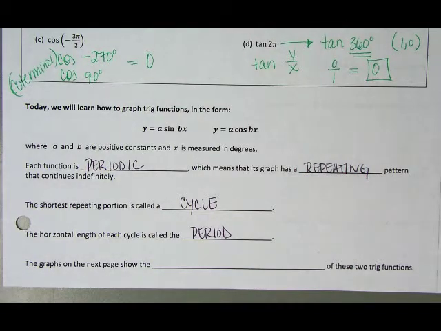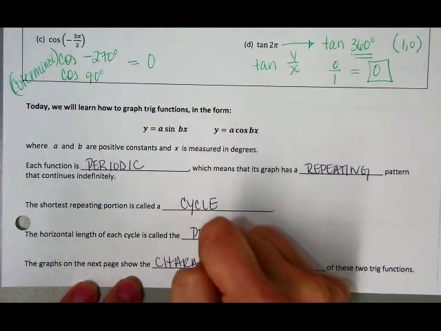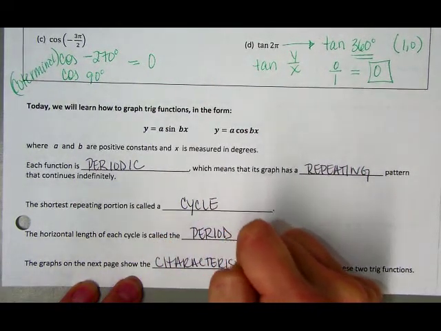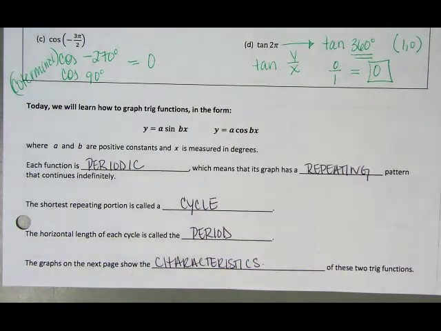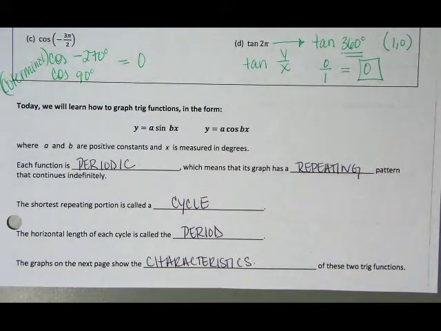And the graphs on the next page, which we'll flip over in just a minute, we'll talk about the characteristics of these two trig functions. So a couple words you want to keep in mind are the word cycle, the word period, and the idea that each of these two functions, the sine and cosine, are periodic.